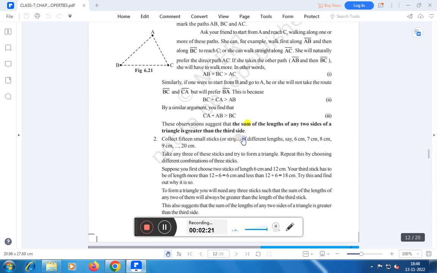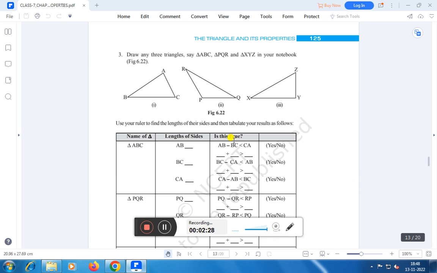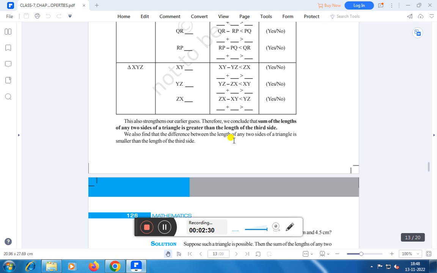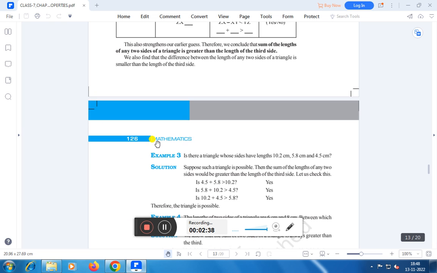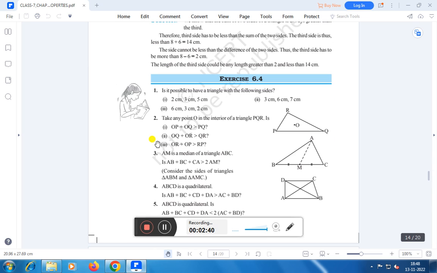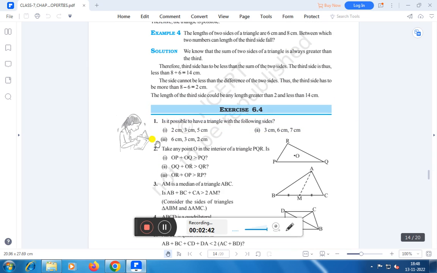Not only that, you also have to remember that the sum of the lengths of any two sides of a triangle is greater than the third side, right? These three theorems will apply here. We conclude that the sum of the lengths of any two sides of a triangle is greater than the length of the third side, right? I will solve exercise 6.4 in the next video.